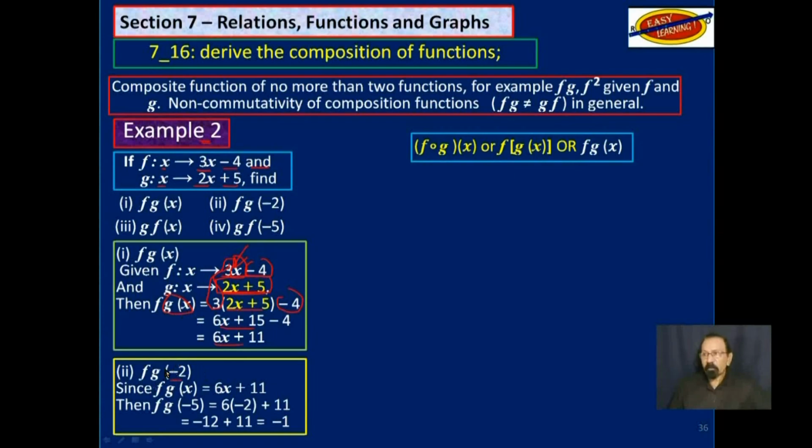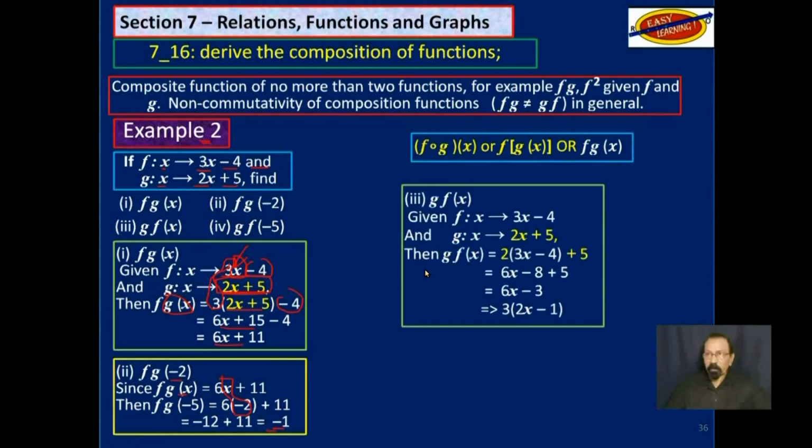You want to find f of g of -2. So remember, we have f of g of x. And now the x is -2. So all we will do is substitute -2 for that x there, and we get f of g at -2 is -1.